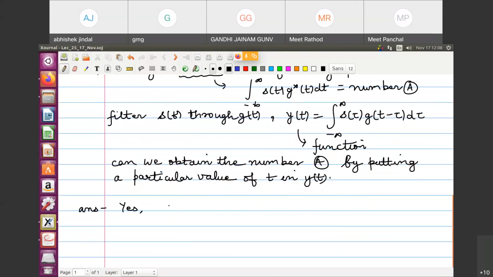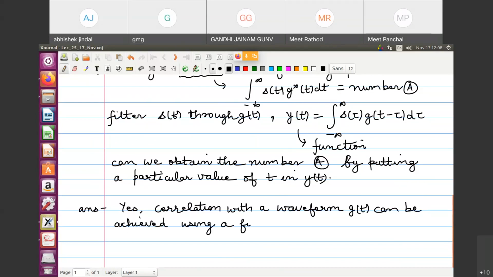Correlation with the waveform g of t can be achieved using a filter h of t, which is equal to g star of minus t, and sampling at t equal to 0.